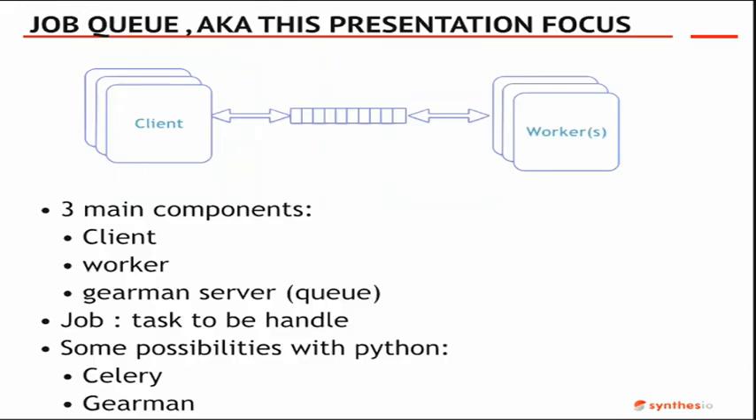So we went looking for job queue systems, which is basically what we are focusing on here. A job queue system is composed of three main components. You have the client that wants something to be done. You have the worker that is the process that will run your task. And you have the server, which is basically the queue, the list. A job is what we want to be done. The main possibilities with Python, I mean, there are two main systems: Celery and Gearman.